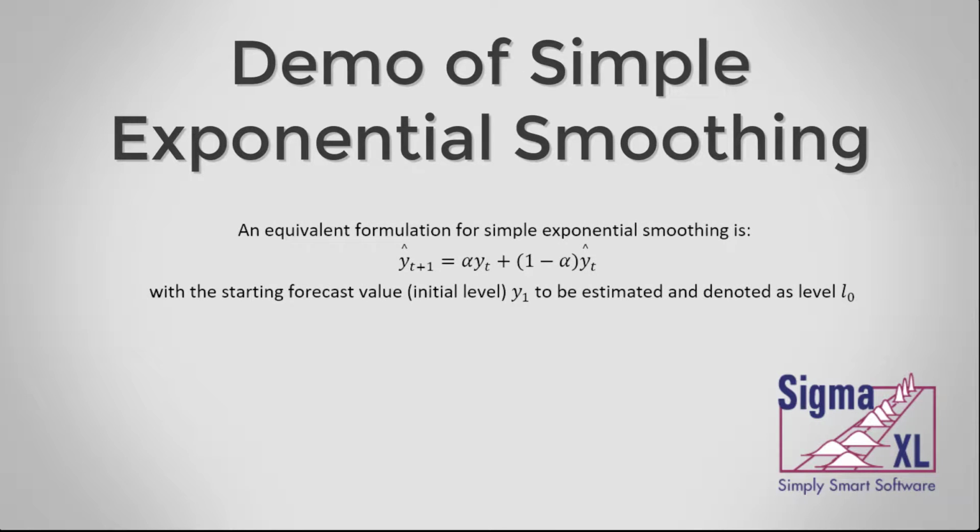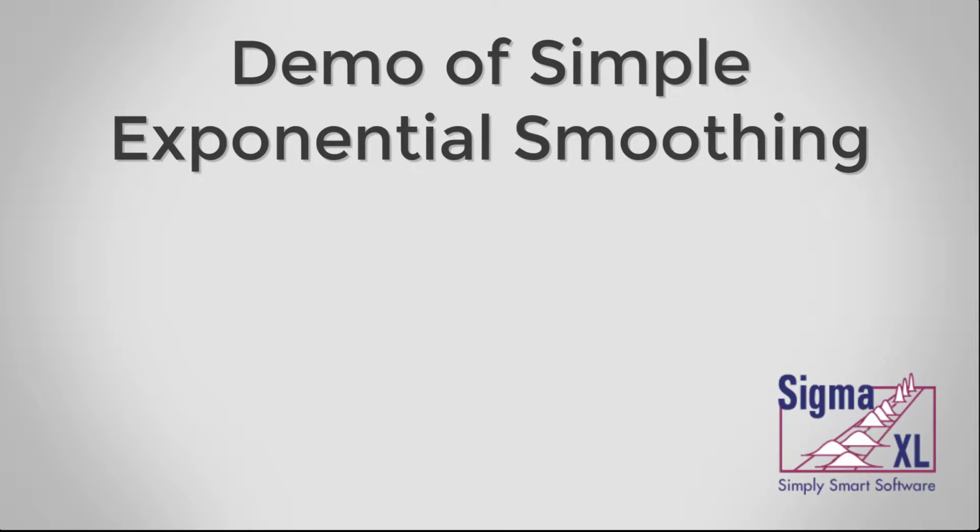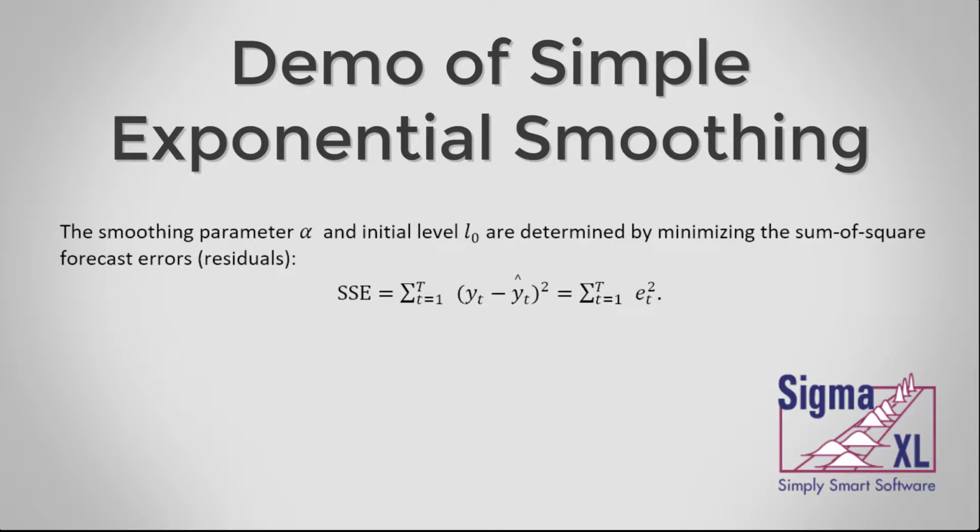An equivalent formulation for simple exponential smoothing is shown, with the starting forecast value, the initial level, Y1, to be estimated and denoted as level L0. The smoothing parameter of alpha and initial level L0 are determined by minimizing the sum of square forecast errors, residuals.